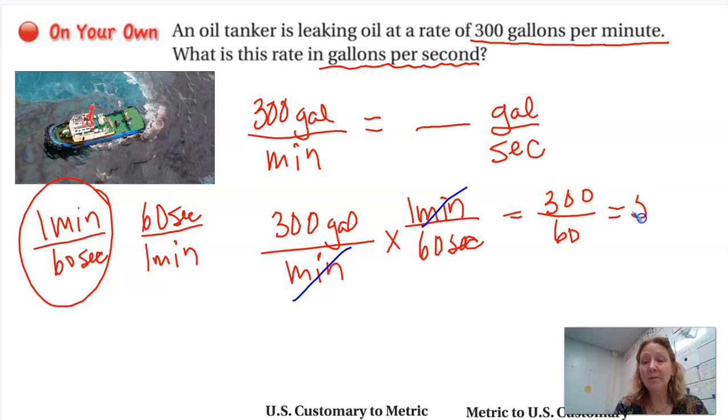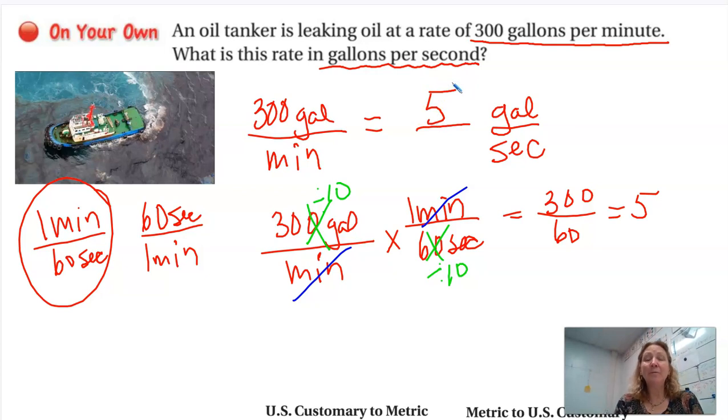60 goes into 300 5 times. Remember, you can also simplify before you multiply. I could have done this. I probably would divide by 10 and divide by 10, numerator and denominator. That gets rid of zeros. That leaves me with 30 over 6. And now I could start simplifying by dividing both by 6, and I would still end up with 5. Or at this point, I could multiply across, and I get 30 divided by 6, which again is 5. So I'm going to go ahead and put it's 5 gallons per second.